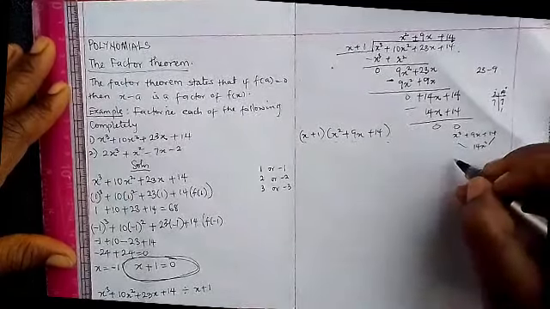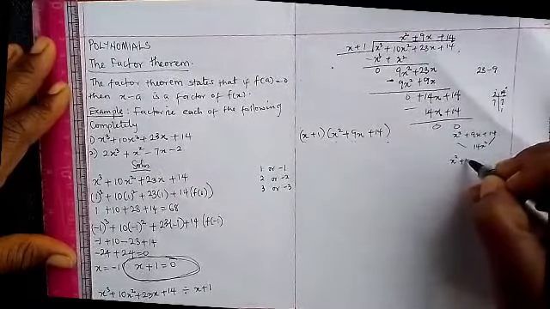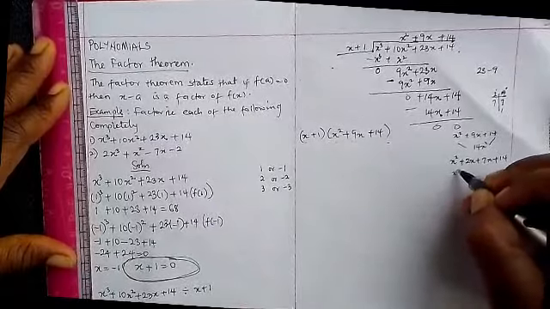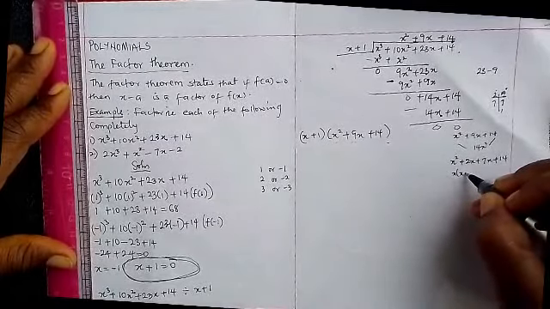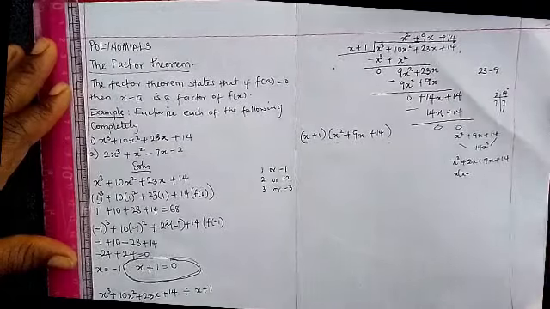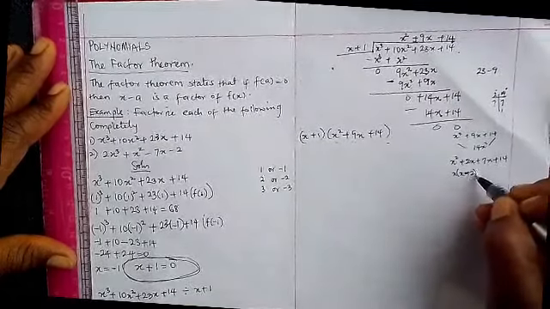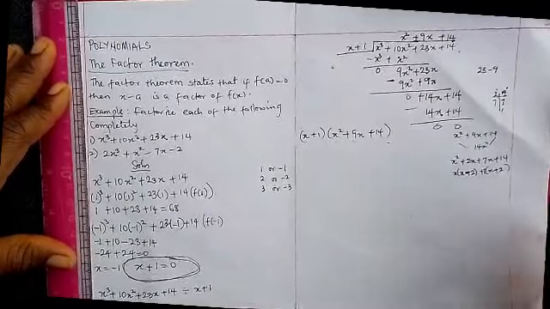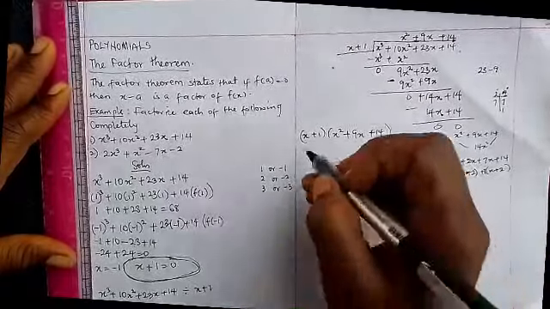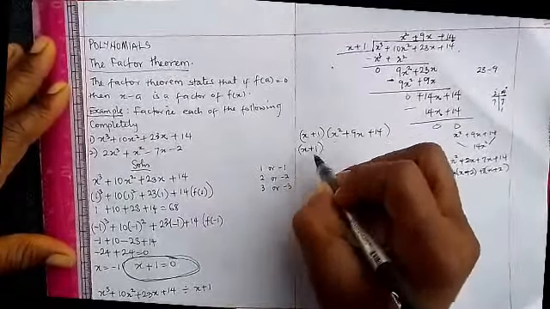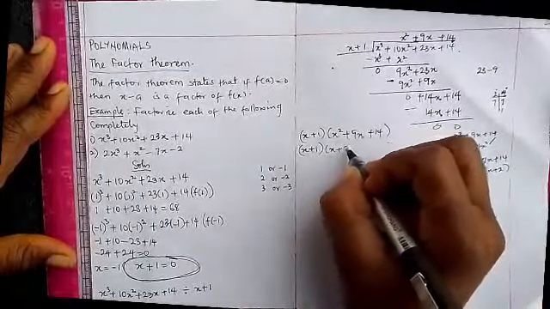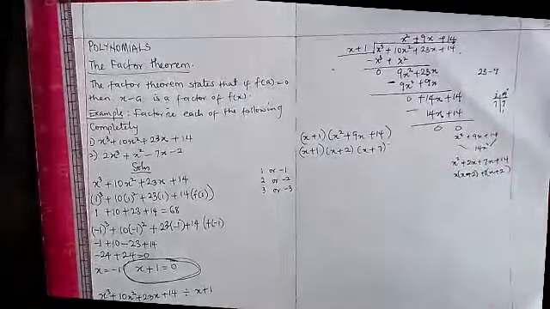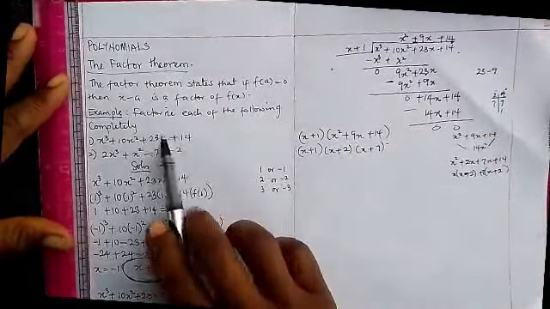So we have gotten 2 factors. We have x squared plus 2x plus 7x plus 14. So we have x times (x plus 2), and 7 is common, times (x plus 2). So the factors are x plus 2 and x plus 7. So we have factorized the first one.